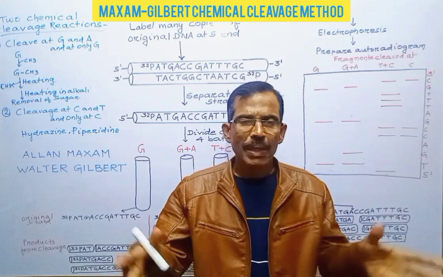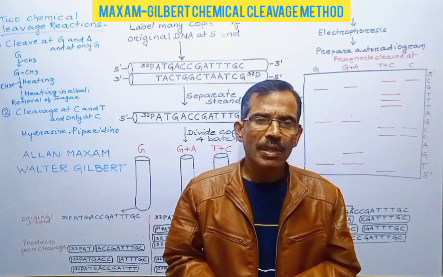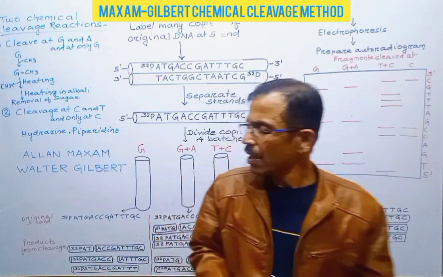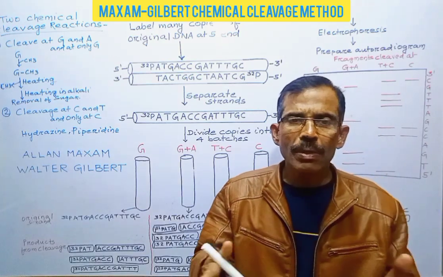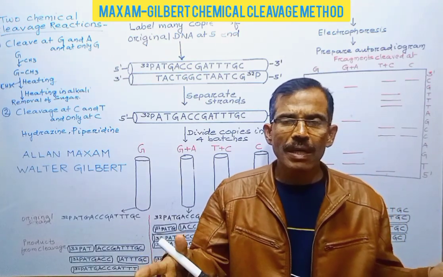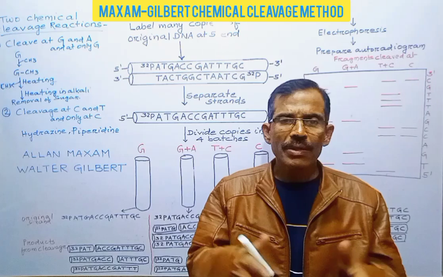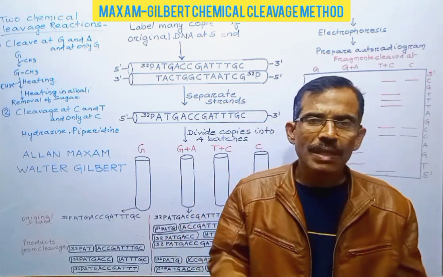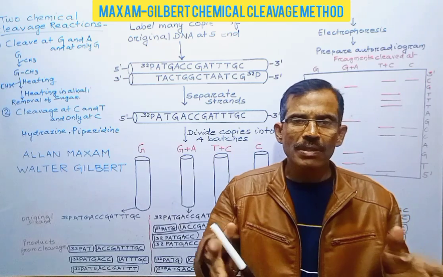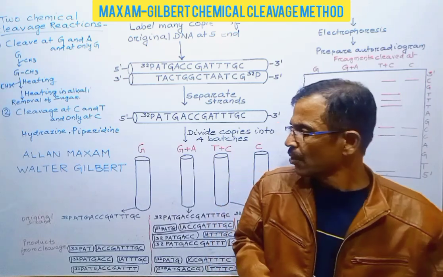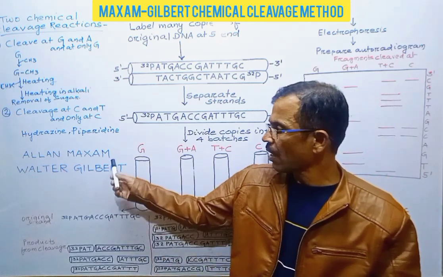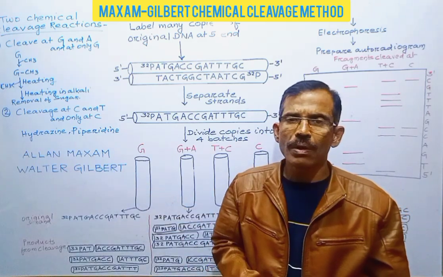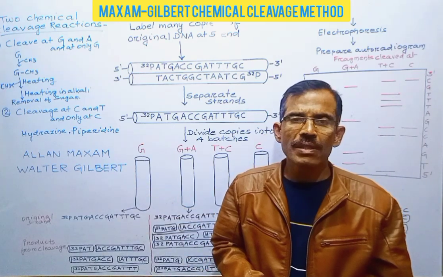Two separate methods are used for DNA sequencing. One is Maxam-Gilbert's chemical cleavage method and the other is dideoxy chain termination method. First we shall discuss Maxam-Gilbert's chemical cleavage method, which was developed by Alan Maxam and Walter Gilbert in 1976 to 77.